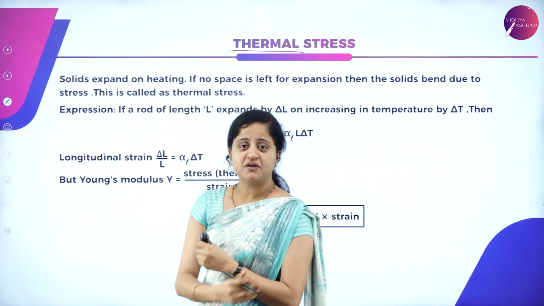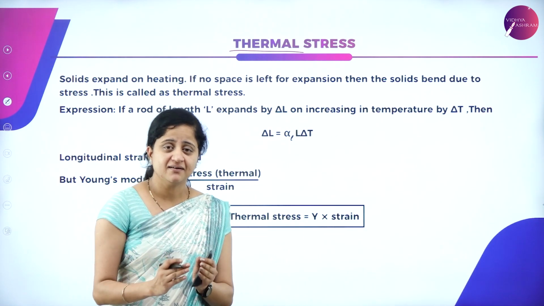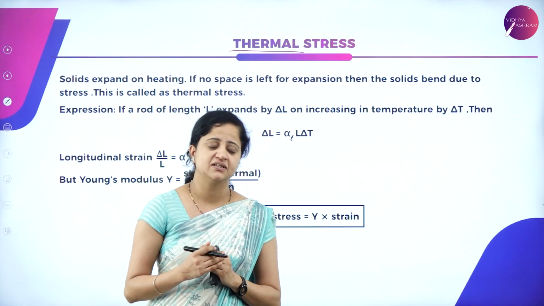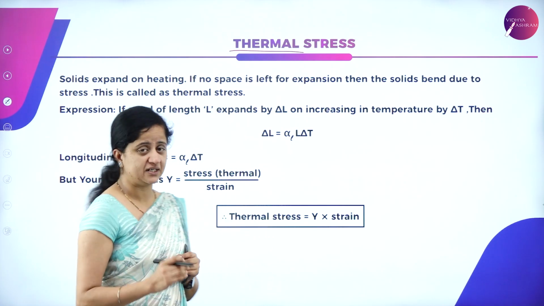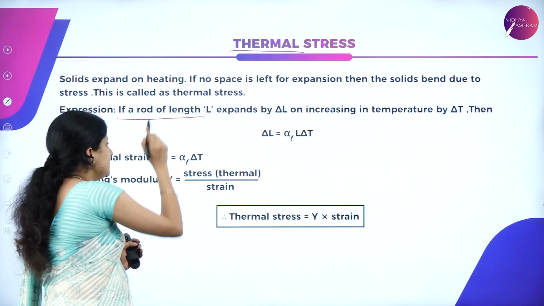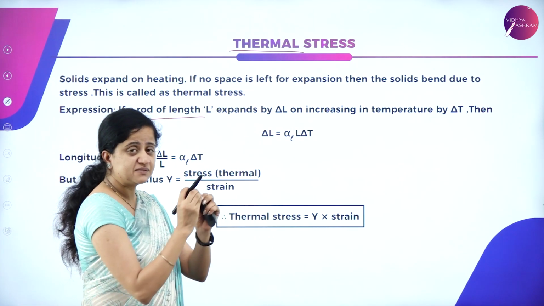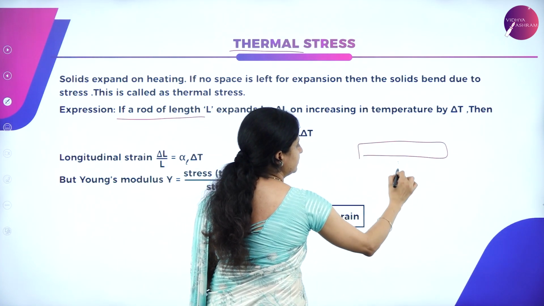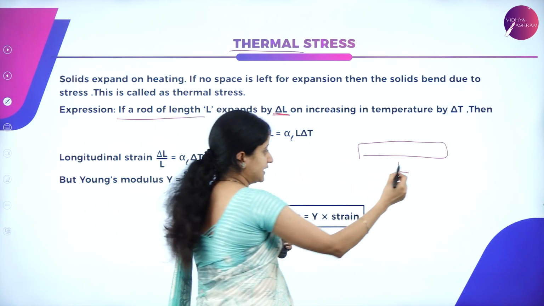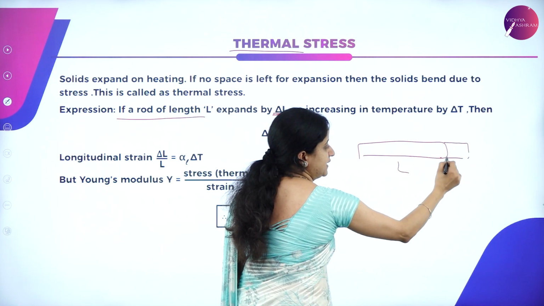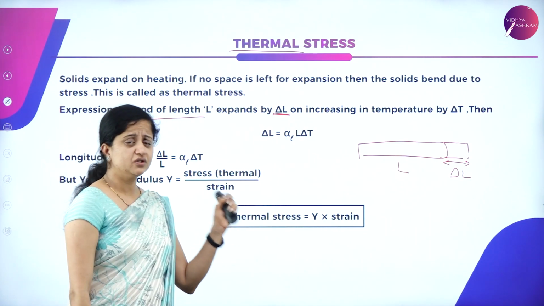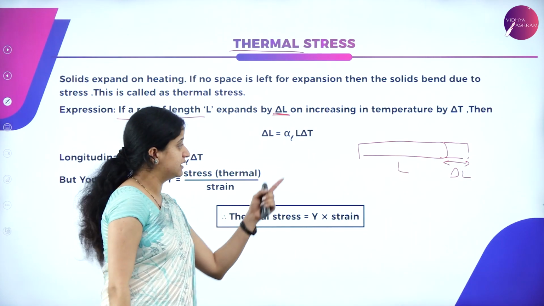And what is the expression for this thermal stress? So we can write the expression for this thermal stress by using our concepts of the chapter Mechanical Properties of Solids. So for example, let us consider a rod of length L and it expands by delta L, which means L is the initial length of the rod. When the temperature increases, the rod will get expanded, that is change in length is given by delta L. So now the change in temperature is nothing but delta T.